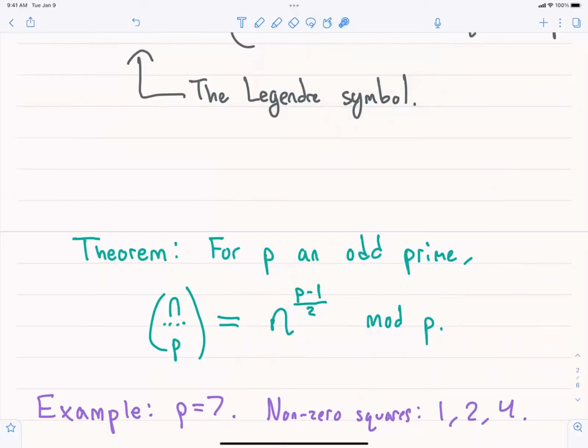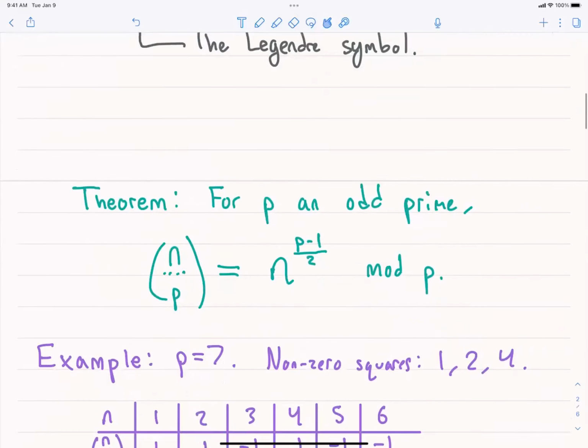This gives you a way to compute the Legendre symbol by just raising n to some power modulo p. And we've already seen that raising to powers is a pretty simple thing to do, because you can use the method of successive squaring to compute powers. So this is a pretty powerful statement, and it's also a statement we can use to deduce properties of the Legendre symbol. Before I prove this, I'm going to do some examples and deduce some properties, and then we'll come back and explain why this formula is true.